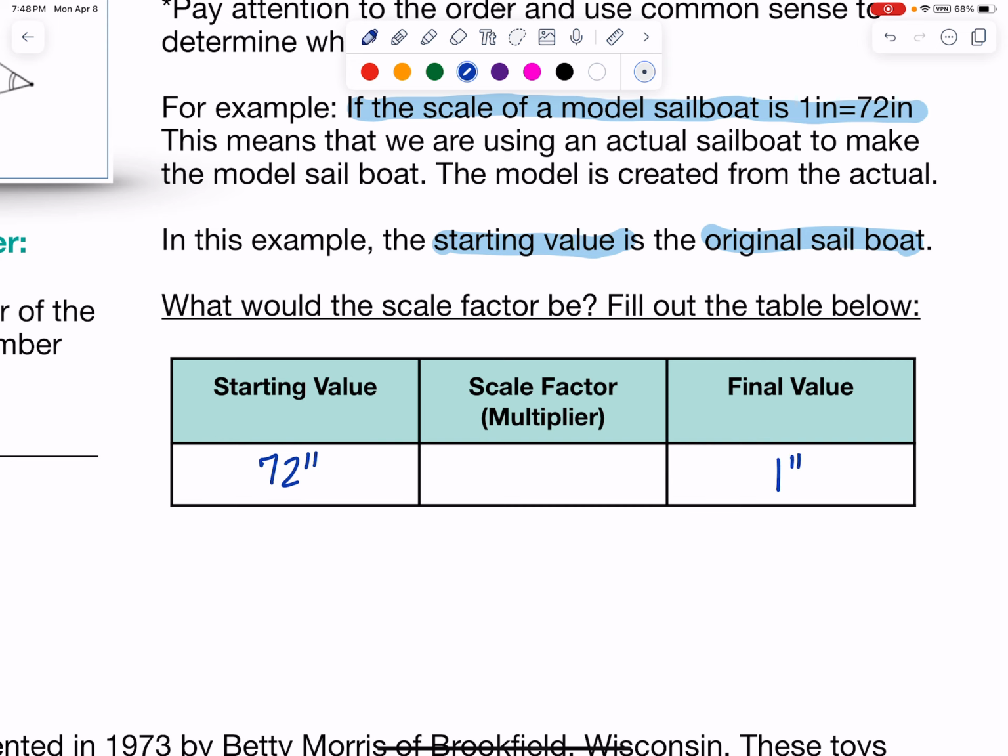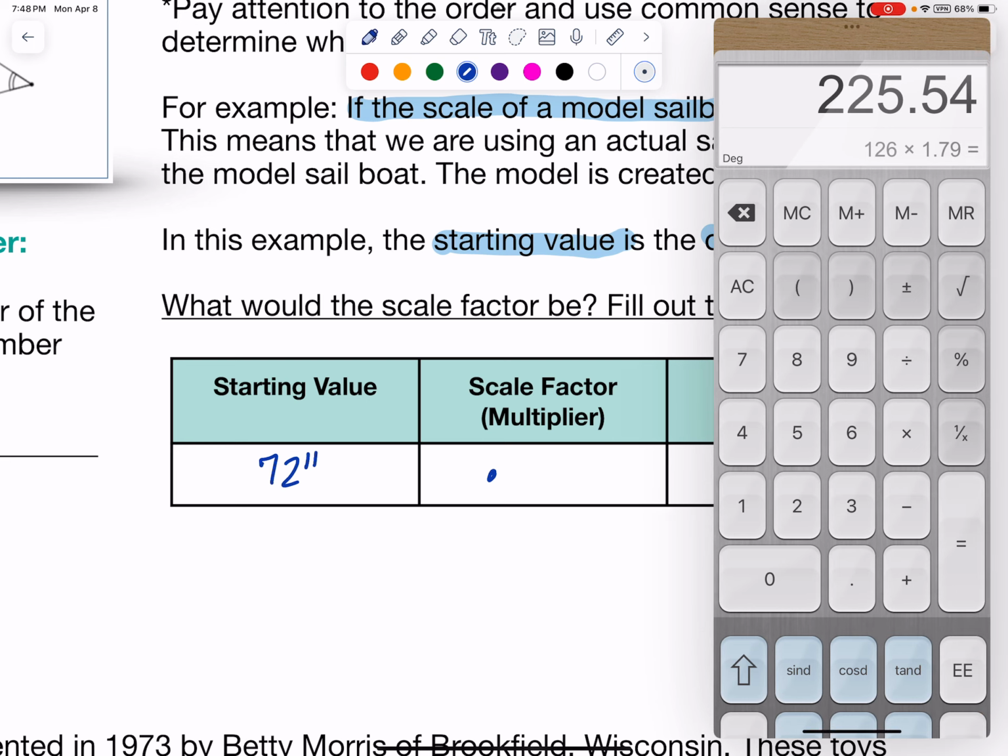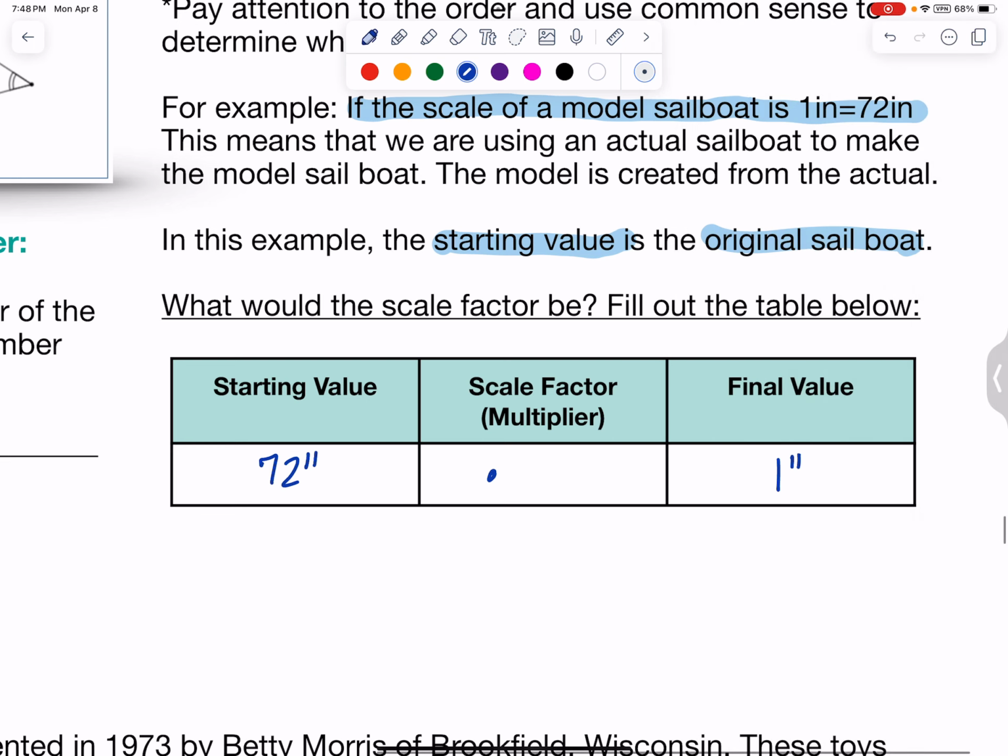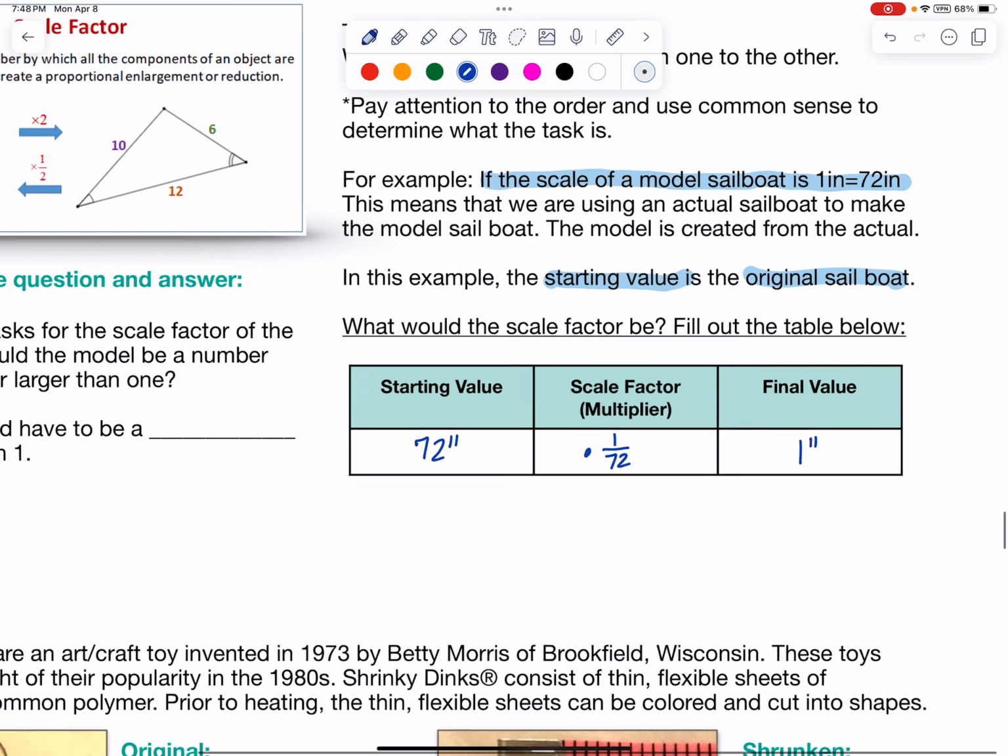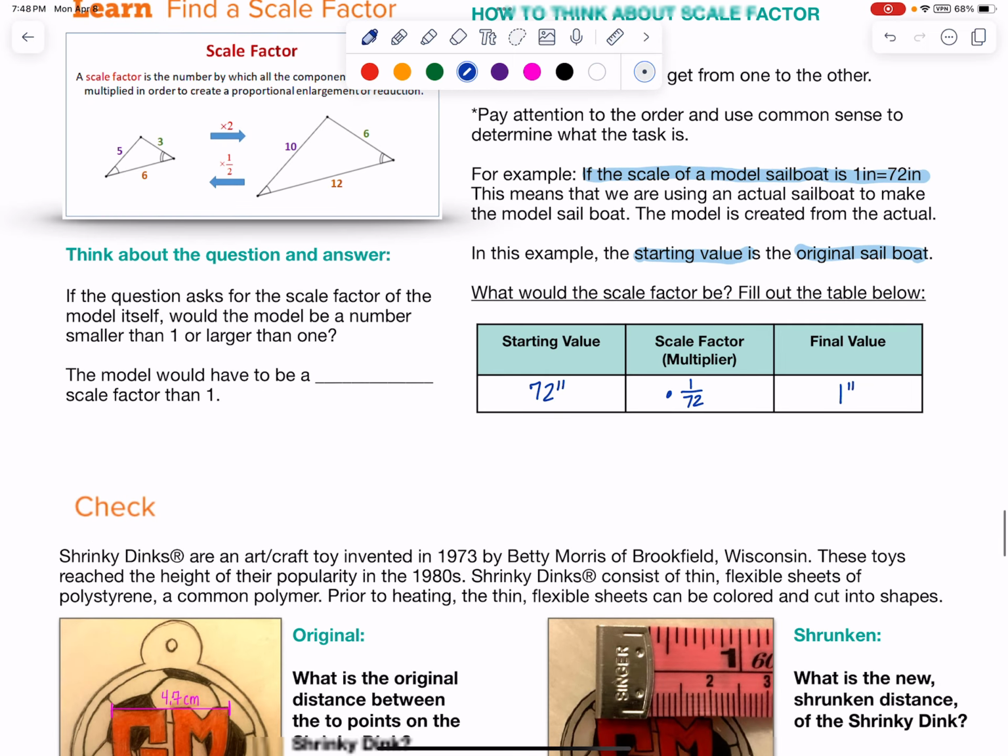So what was the scale factor? Well, we're wondering 72 inches times what gets me 1 inch. So I would just do 1 divided by 72, and it's going to be this weird thing. So you don't have to do that. You can just say times 1/72. That's what 1 divided by 72 is. So 72 inches times 1 divided by 72 is going to equal 1 inch. So the scale factor is 1/72 of the size. So that's how that would work.